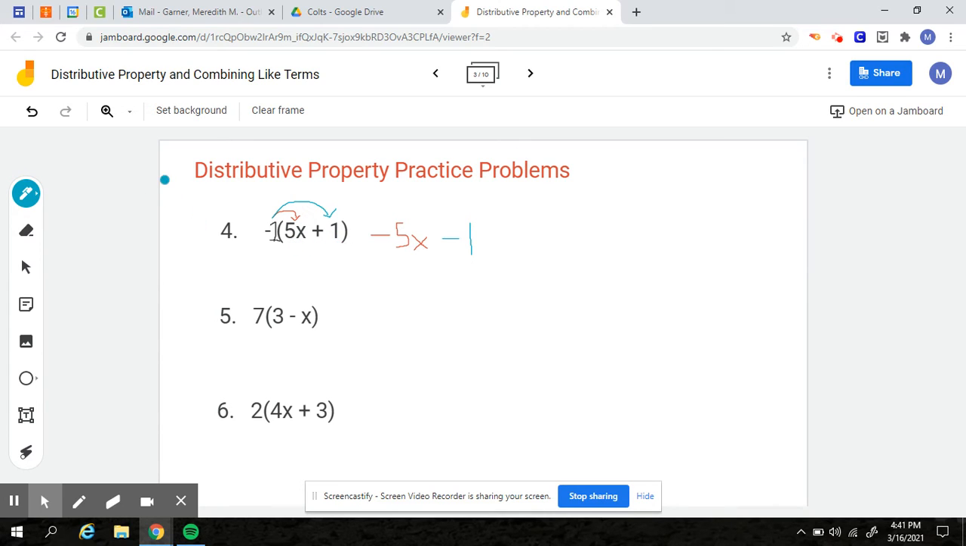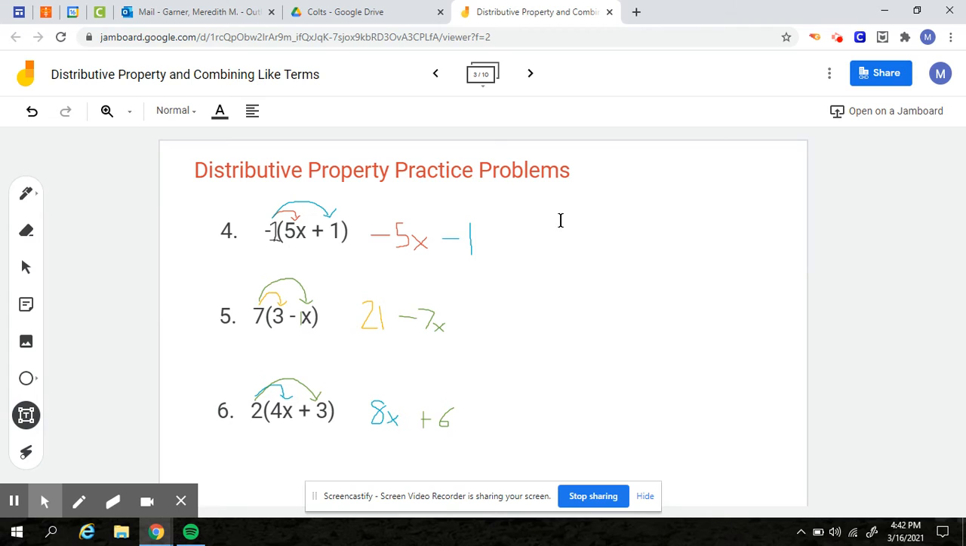We've changed their signs. For number 5, we have 7 times 3, which is 21. And then the second little mini problem that we have here is 7 times negative x, right? That's a negative 1 there. So negative 7x. And then our last problem, 2 times 4x is 8x. And then you have 2 times positive 3, which is positive 6.